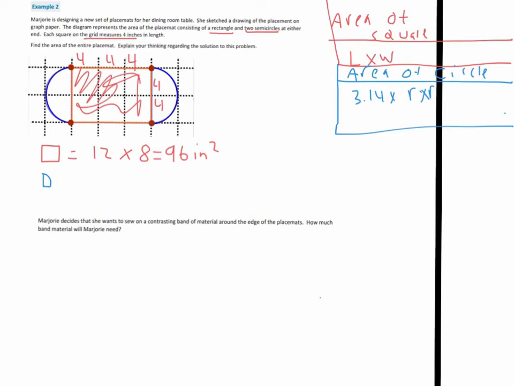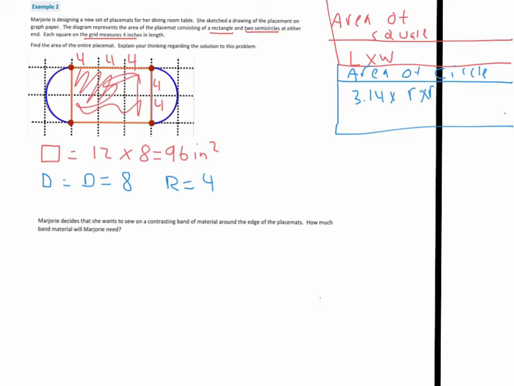We know that if we look at our circle, we do have this dimension that goes all the way across, which is our diameter. So of our semicircle, the diameter equals 2 4s, because we have 4 plus 4 to get the whole way across, which is 8. And if the diameter is 8, the radius would equal 4. So now we know the radius of our semicircle.